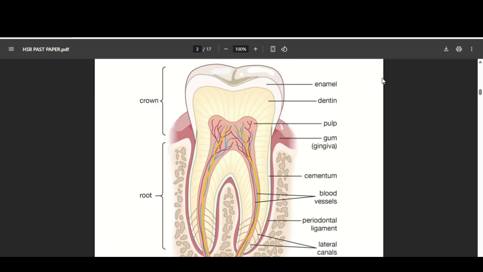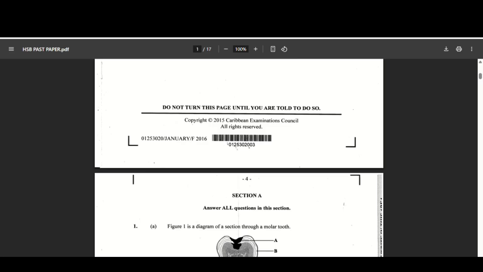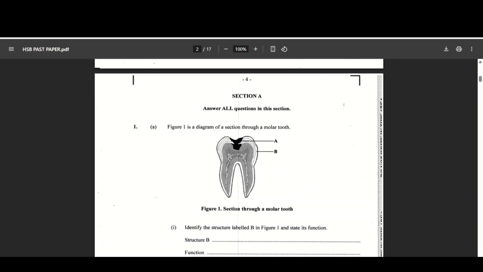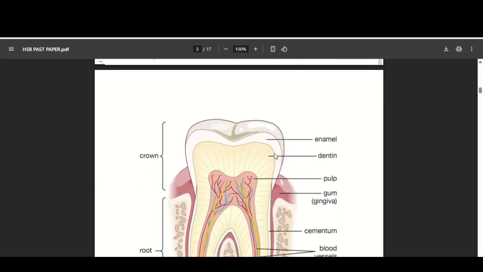Now let's go up here and look back at the photo. It's pointing right here, which means the first layer inside is where it's pointing. It says label structure B. If we look at structure B, this is going to be the enamel. This part right here is the enamel.